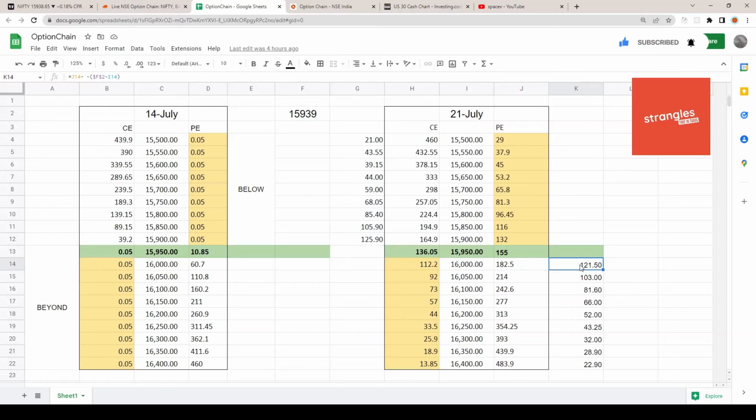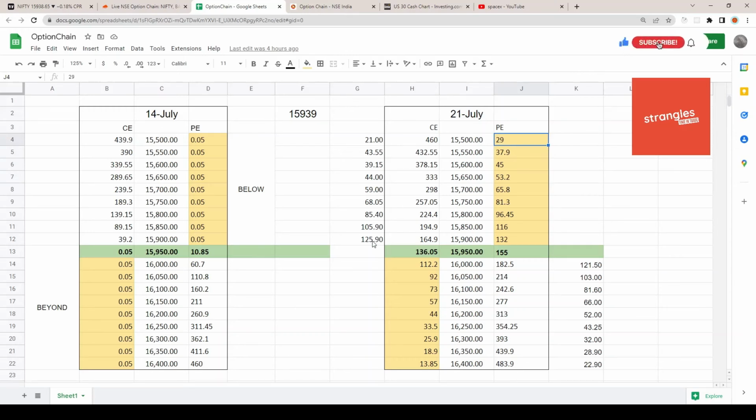Another interesting observation that you would see is that these at the money strikes on the current contract will have the highest time value. And if you go further away from the at the money strike, you will see that the time value is decreasing from 112 to 92 to 73 to 57 and 44 and so on and so forth. Similarly, on the put side, 155 is the highest time value that one can get, and all far OTM options will have decreasing time value associated with them.